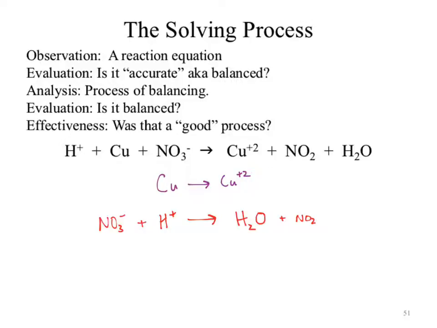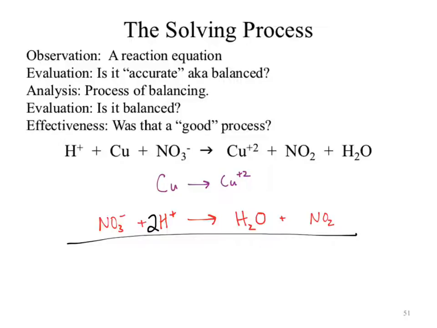Sorry, that one's a little small. I'll give you another 30 seconds to see if you can't balance that out all the way. How many coppers on the left-hand side? How many coppers on the right-hand side? 1. What does that 2 mean? The charge, not the amount, it's the charge. Okay? So it's 1 copper on each side.